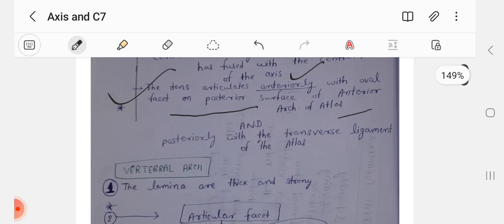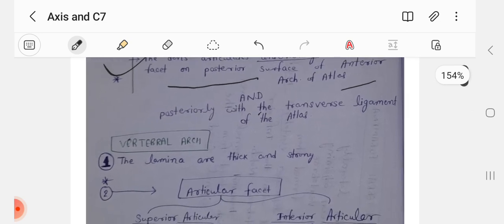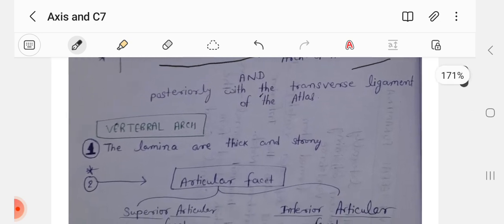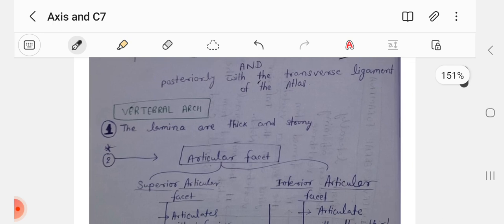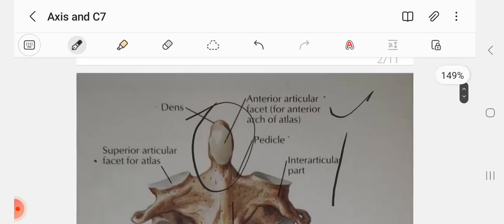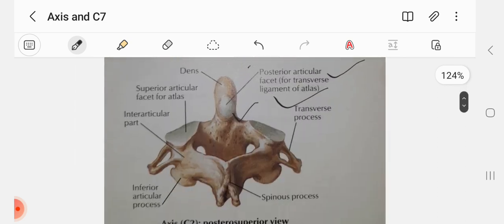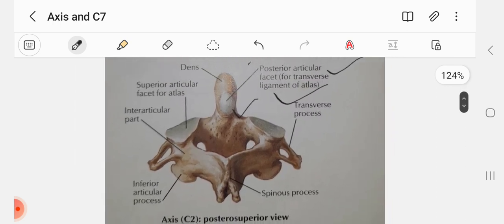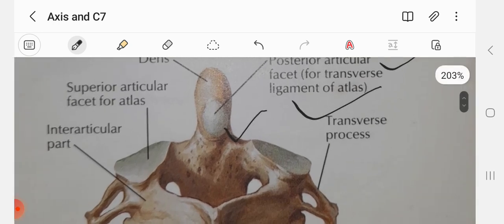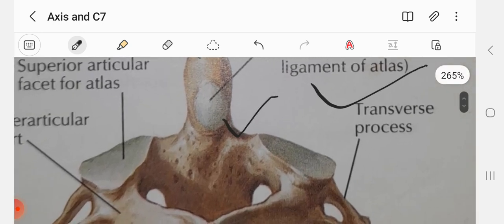Next, we will study the vertebral arch in the case of the axis. The vertebral arch consists of laminae, which are very thick and strong. If you look at this image here, this is the posterior view. In this posterior view, if you zoom in, this part here is the lamina.